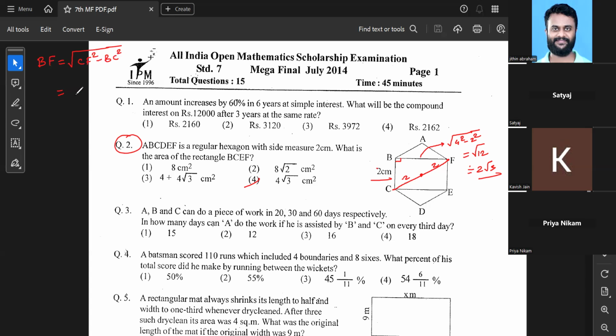Yes, yes, understood. Now, instead of CF, I'll write 4 square minus, instead of BC, I'll write 2 square. 4 square is 16, 2 square is 4, 16 minus 4 is 12. Under root of 12 can be broken as 4 multiplied by 3. When I take 4 outside, it becomes 2 root 3. So this is BF. And the area is length multiplied by breadth of a rectangle. So instead of length, I'll write 2 root 3, instead of breadth, I'll write 2. I'll multiply to get the answer as 4 root 3. This is how we are going to solve.